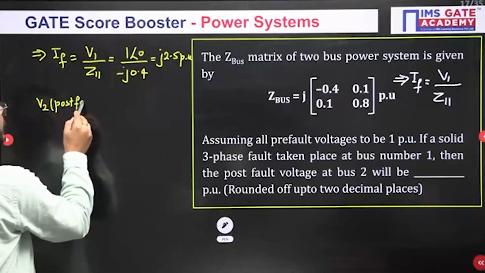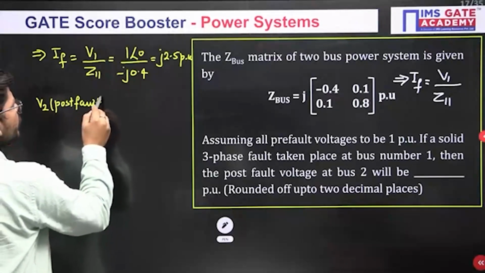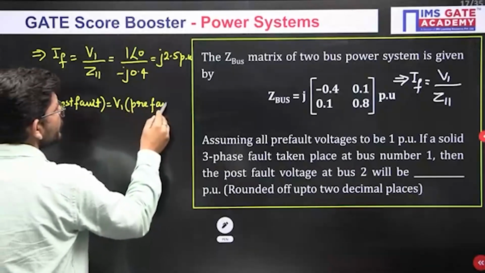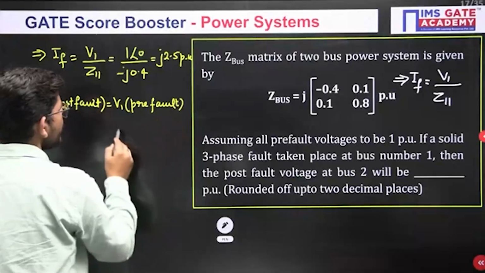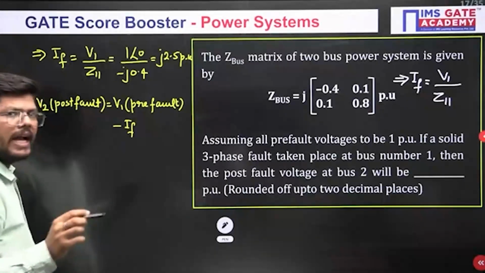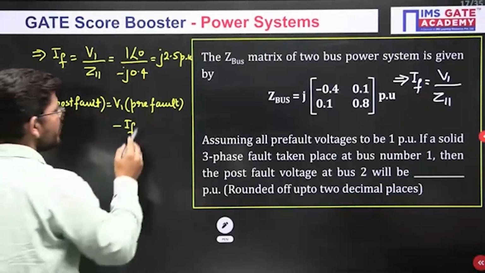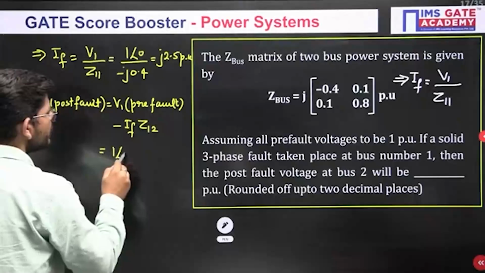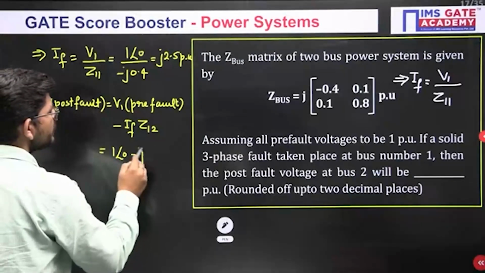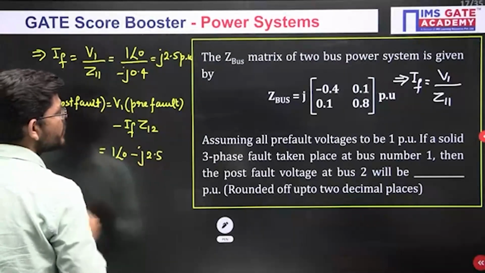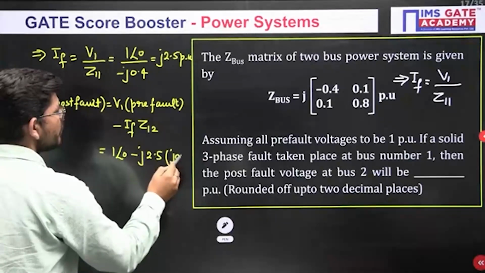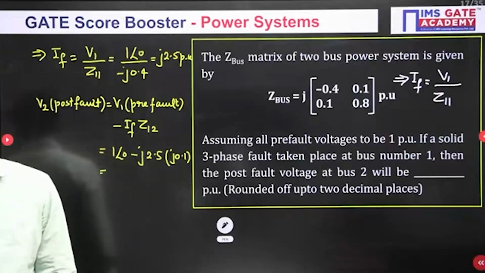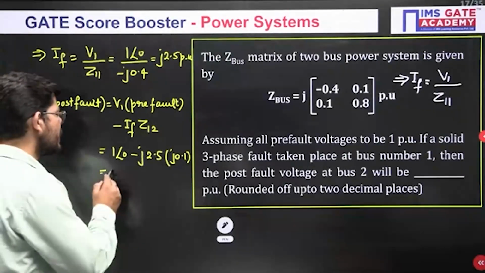There is a formula related to that. V2 post fault equals V1 pre-fault minus the fault current times the off diagonal element, which is Z12. The pre-fault voltage is 1 angle 0, minus the fault current J2.5, and the value of Z12 is J0.1. When you solve it further, you will get 1.25 per unit as the answer.